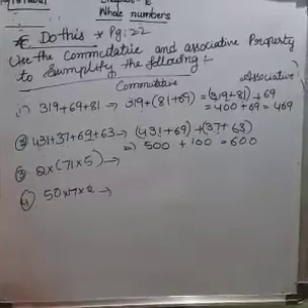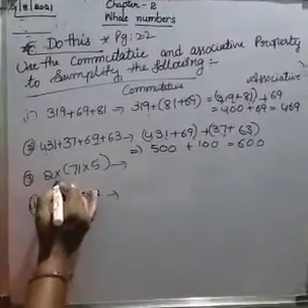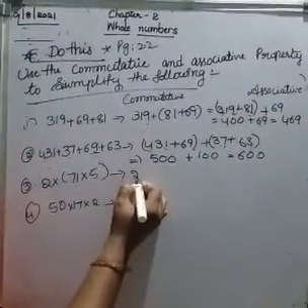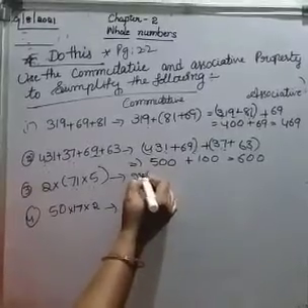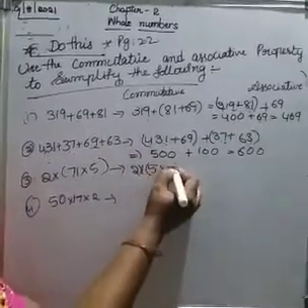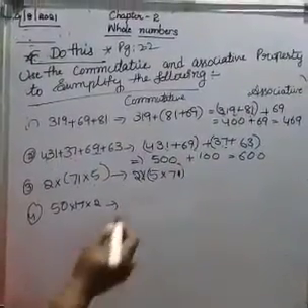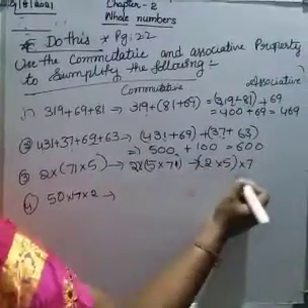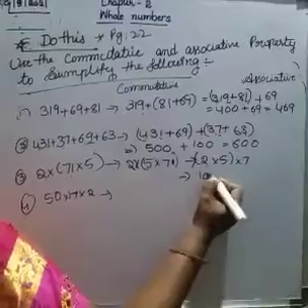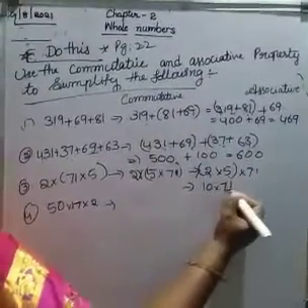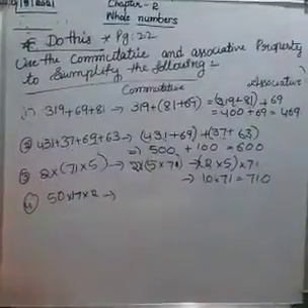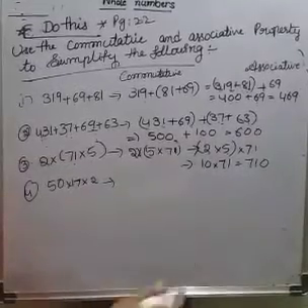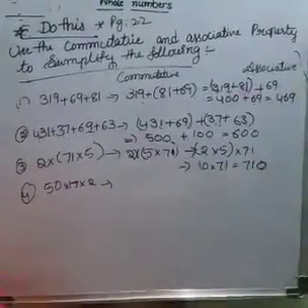Next, 2 into 71 into 5. So first, 2 into 5 into 71. First, we have to write 2 into 5 in one bracket. 2 into 5 into 71. 2 5s are 10, into 71. 71 ones are 71, remaining 0. Very easy to multiply. When we are arranging in associative property or commutative property, we have to find out the way that is very easy to get the answer, right?